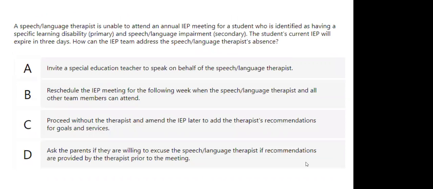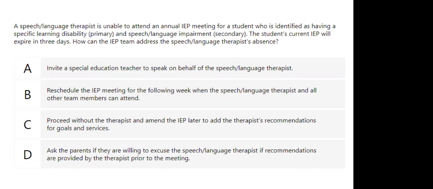A speech language therapist is unable to attend an annual IEP meeting for a student who is identified as having an SLD primary and then a secondary speech language impairment. The student's current IEP will expire in 3 days. How can the IEP team address the speech language therapist's absence?